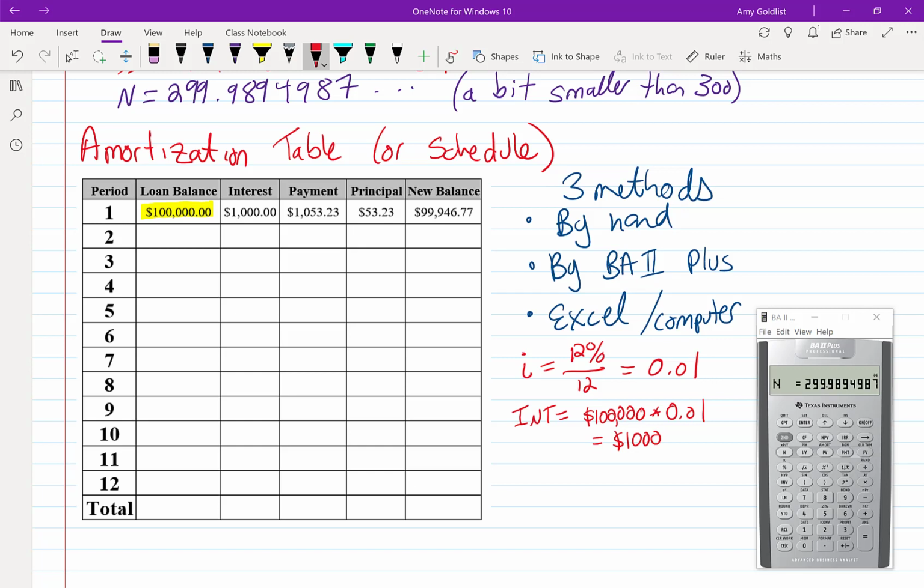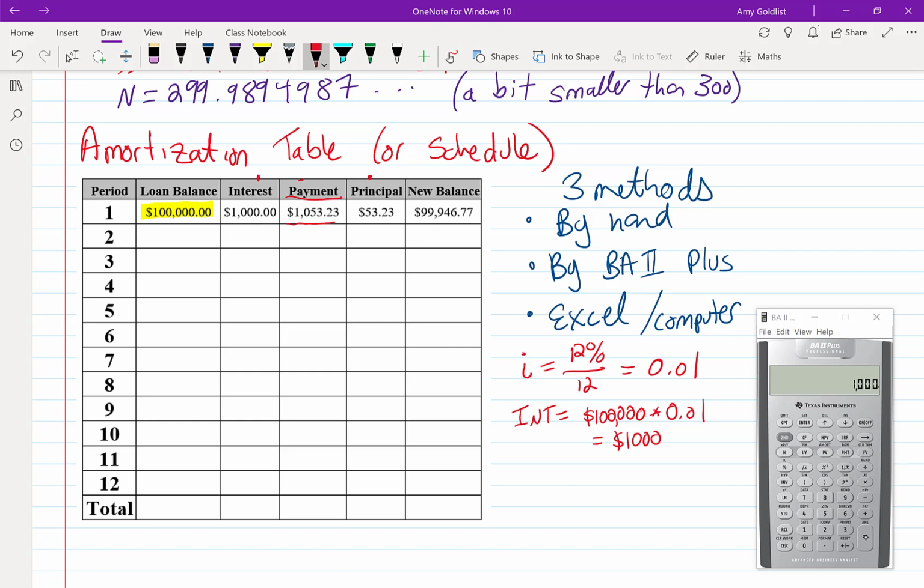Let's work that out here. I multiply $100,000 times 0.01, and I owe an extra $1,000. So now I owe $101,000. I made a payment of $1,053.23. We already worked that out, which means that $1,000 of that was interest and $53.23 was principal. This plus this equals this.